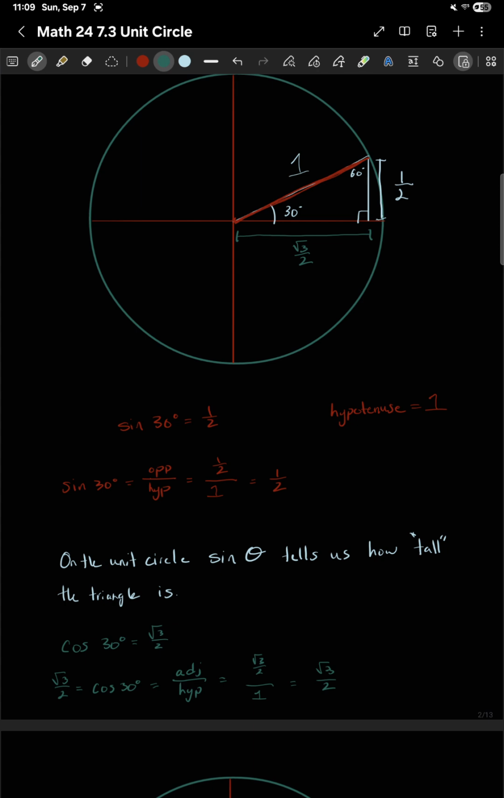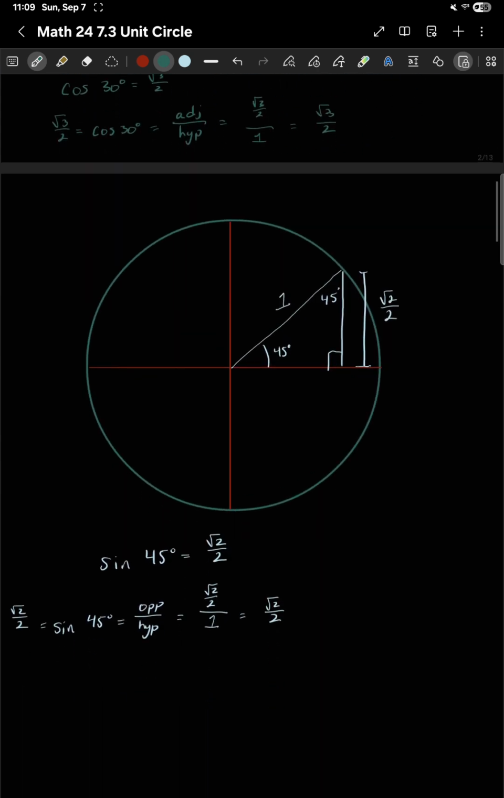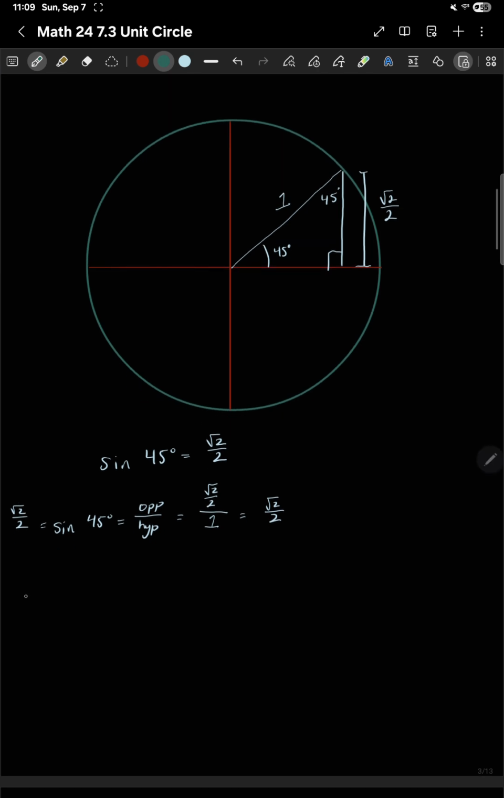Okay? And so let's do the 45 degree version. So we know that, not sine, this time we're doing cosine. Cosine of 45 degrees is also equal to the square root of 2 over 2, which is adjacent over hypotenuse.